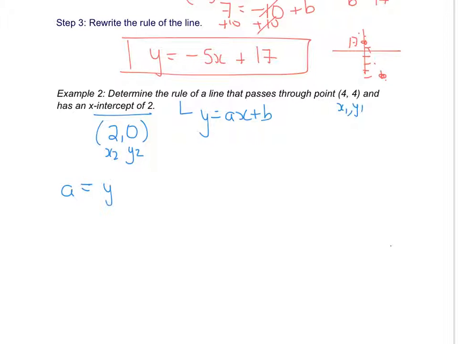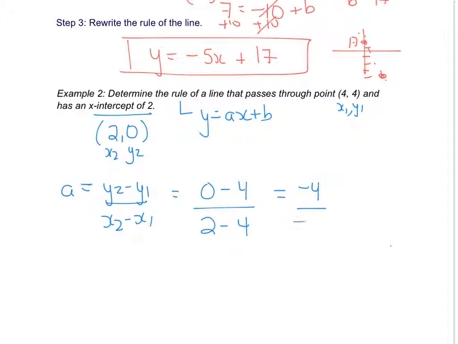A is equal to y2 minus y1 over x2 minus x1. So y2 is 0 minus y1, which is 4, over 2 minus 4, which gives me an answer of negative 4 over negative 2. Now, when you have a negative divided by a negative, you get a positive. And if I reduce that, I get positive 2 over 1. So my slope is 2. So I get y is equal to 2x plus b.